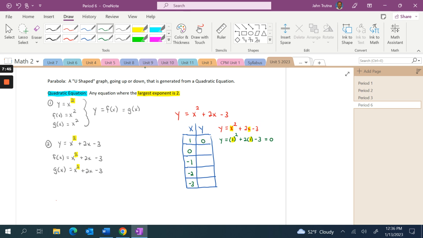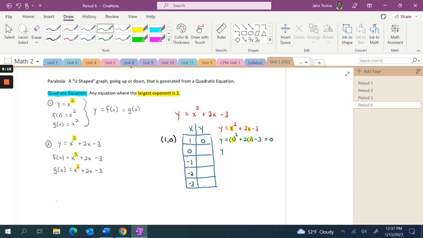So when x is 1, when I substitute 1 into my equation, the equation turns out to be equal to 0, which means that y is equal to 0. And what that has done is that has just created an ordered pair for me with the coordinates 1, 0. Okay? And what we're going to do is we're going to repeat this process 4 more times for 0, -1, -2, -3. Let's go ahead and repeat the process for 0.